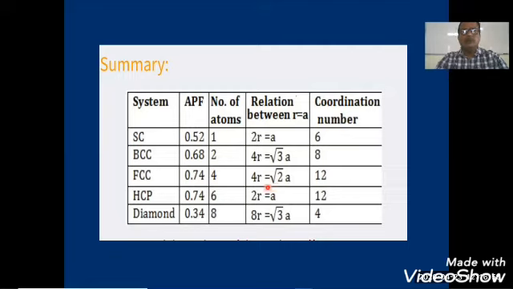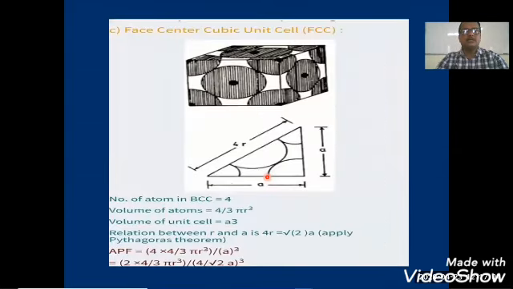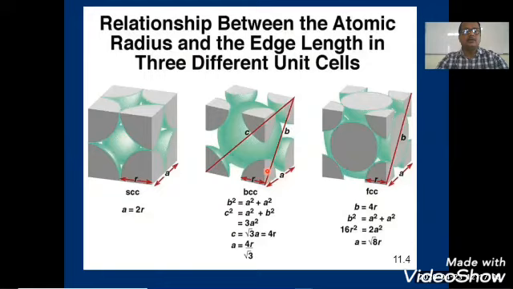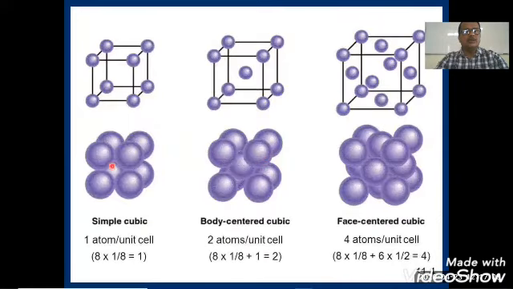So here we have discussed 3 types of cubic unit cell, that is the simple cubic unit cell, the FCC unit cell, and the BCC unit cell. In the simple cubic unit cell, the number of units per unit cell is 1. Then the total volume occupied is only 52%. That means most space in the simple cubic unit cell is vacant.